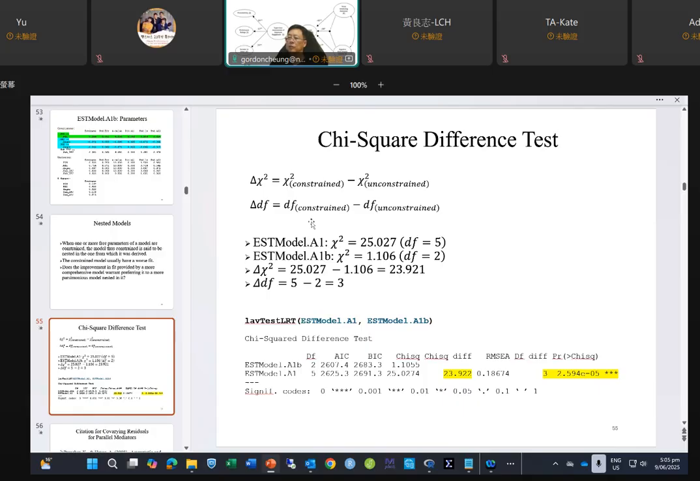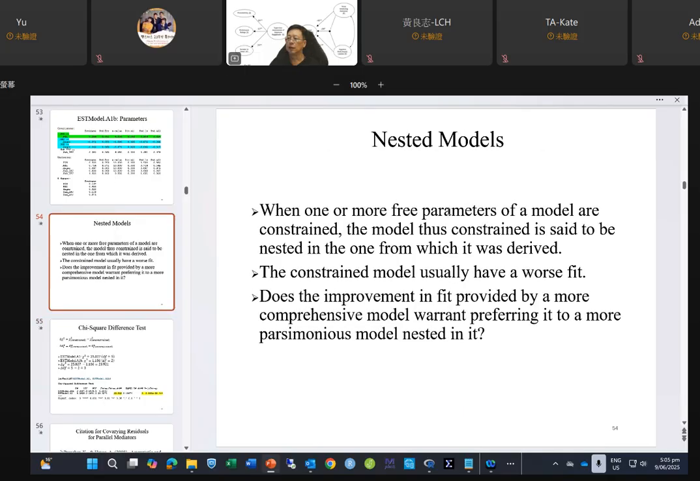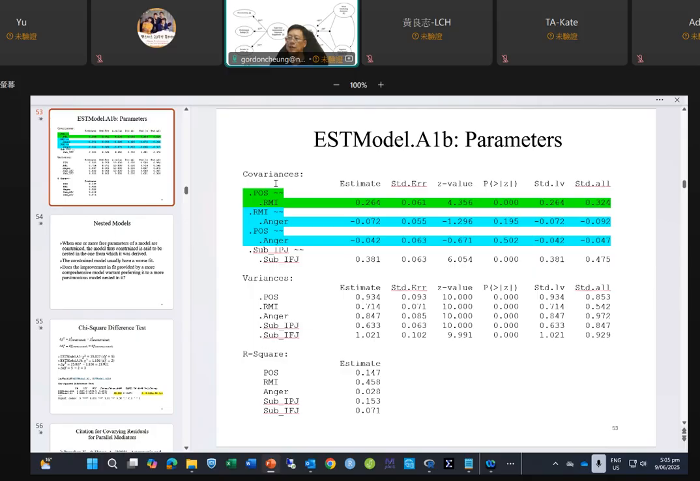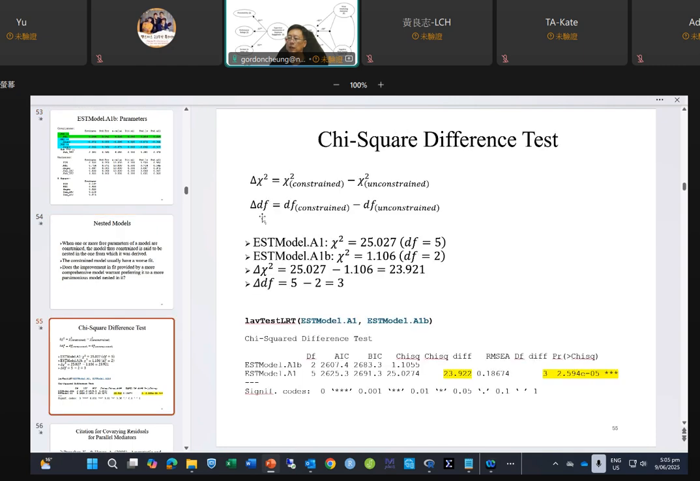We will explain about degrees of freedom tomorrow. Okay, the delta degrees of freedom is the degrees of freedom of the constrained model minus the degrees of freedom of the unconstrained model. Simply speaking, the delta degrees of freedom refers to how many more parameters you are estimating. In our example, we are estimating 3 more parameters in our second model. Therefore, delta degrees of freedom equals 3. The chi-square for our first model with 5 degrees of freedom equals 25. The chi-square of the second model with 2 degrees of freedom equals 1.106.